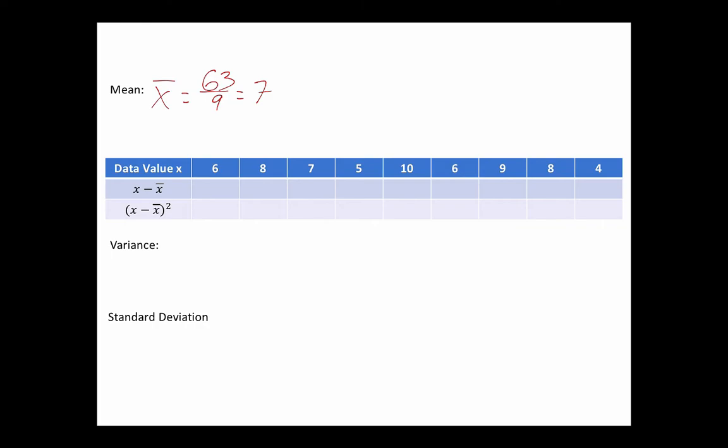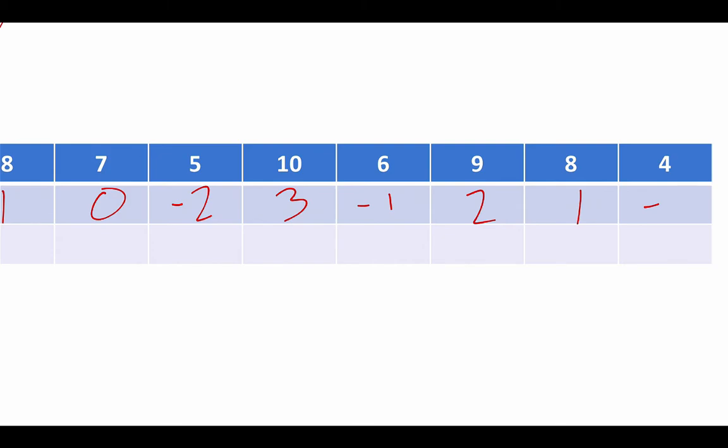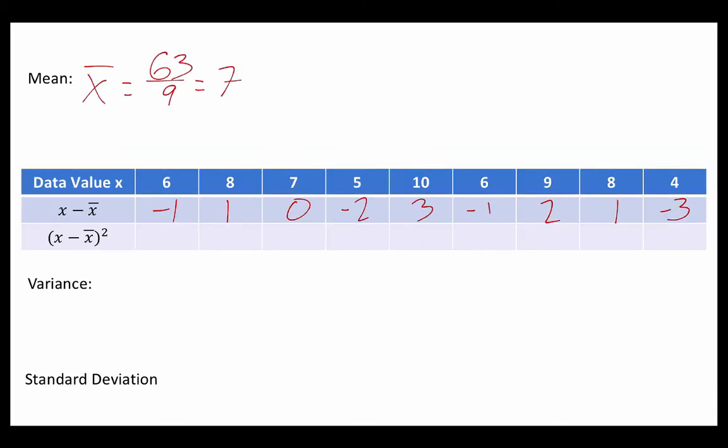Now in this table, we're going to do x minus x bar. We're going to have to fill out 2 different rows of this table. So x minus x bar, in other words, we're going to take the 6 minus the 7, we're going to get negative 1. 8 minus the 7, the x bar, the mean, is 1. 7 minus 7, 0. 5 minus 7, negative 2. 10 minus 7, 3. 6 minus 7, negative 1. 9 minus 7, 2. 8 minus 7, 1. And finally, 4 minus 7, oops, sorry, I scrolled too far. 4 minus 7, negative 3. So that's the x minus x bar.